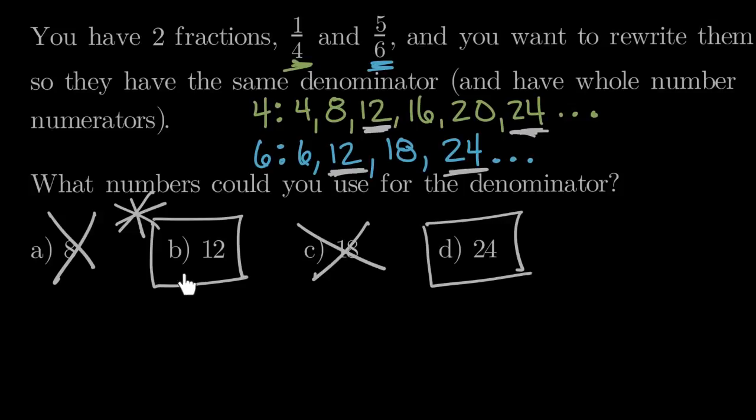But again, 12ths is probably the simplest one to work with just because generally it's easier to work with smaller numbers. But for this question, the common denominators we can use from these choices for fourths and sixths are 12 and 24.